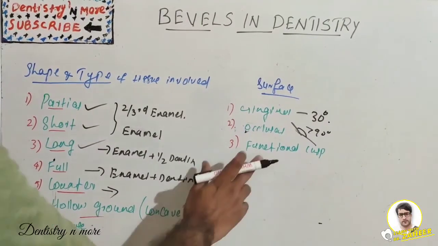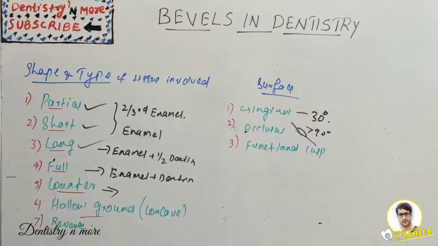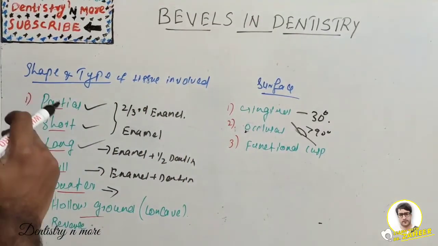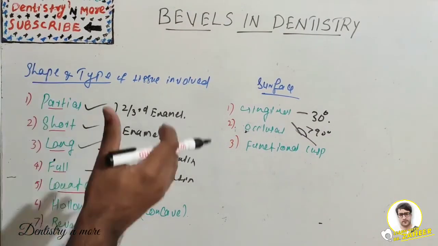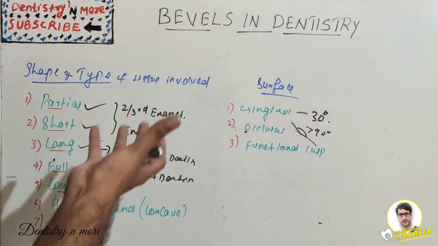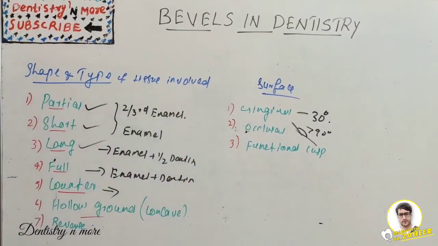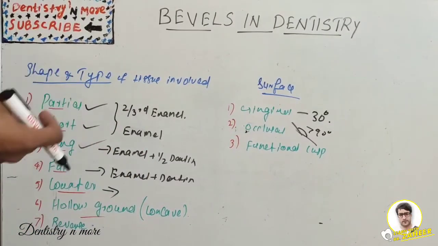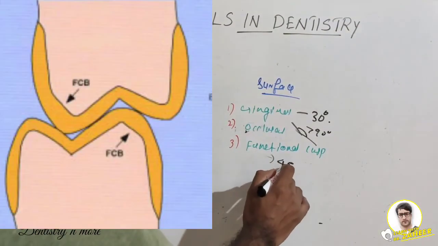Next one is the functional cusp bevel. It is additional removal of tooth structure in a cavity preparation. A wide bevel placed on the functional cusp provides space for adequate bulk of metal in an area of heavy occlusal contact. When there is a functional cusp, in order to provide additional bulk, we provide a bevel on the functional cusp. The functional cusp bevel increases the thickness of the thin occluso-axial junction of the restoration. The angulation will always be 45 degrees.